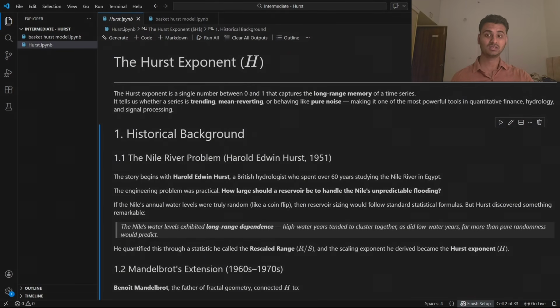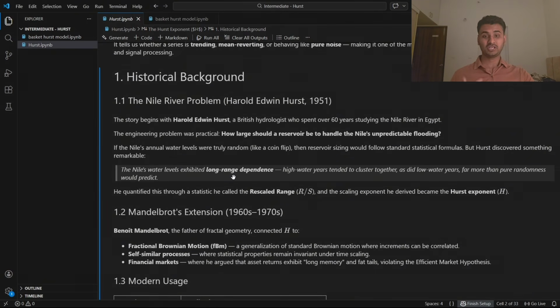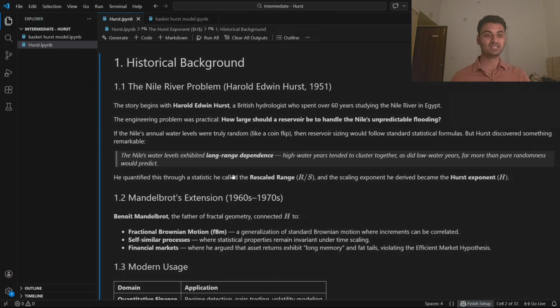As you can see on the screen, let's start with the historical background. The story starts with Edwin Hurst, a British hydrologist who was working on how large a reservoir should be to handle the Nile's unpredictable flooding. It was very common in the early ages that the Nile used to get flooded a lot. The Nile River exhibited long range dependence. That's the discovery that was made by Mr. Hurst. High water years tended to be clustered together, as did low water years, which is far more than pure randomness would predict.